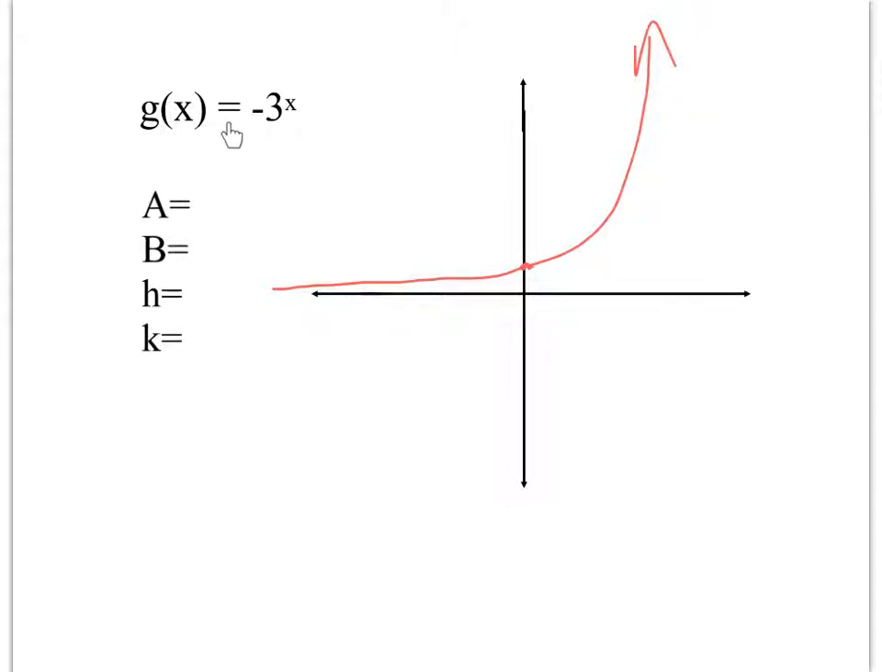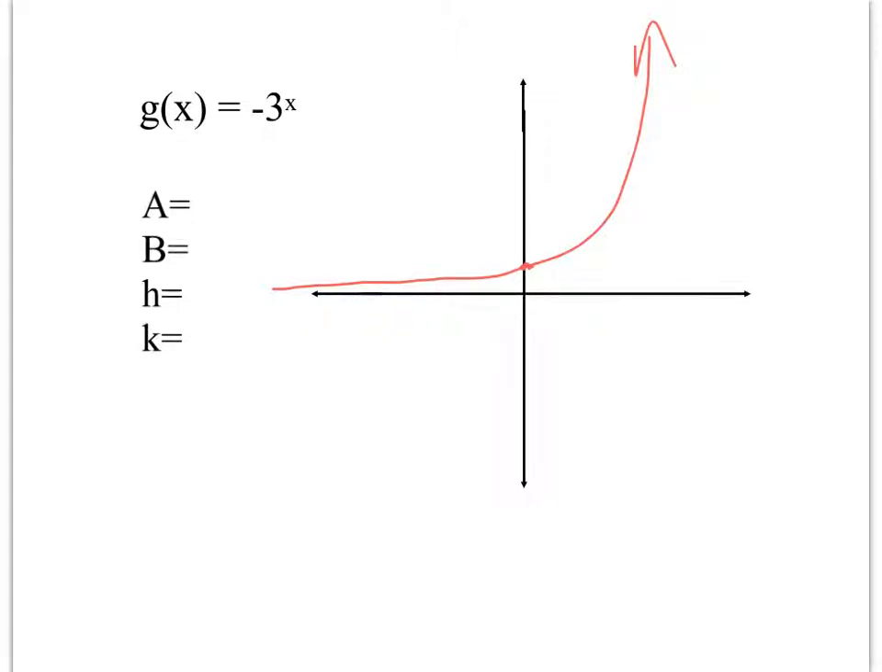Okay, let's graph this guy right here. g of x is equal to negative 3 raised to the x power. And again, this negative is not being raised to the x because we can't have a base of a negative. So this is negative times 3 to the x. Here is our basic exponential function, y equals 3 to the x right here. Okay, and it passes through that point 0, 1. So looking at this function now, what is our a, what is our b, what is our h, and what is our k? Well, let's figure this out.